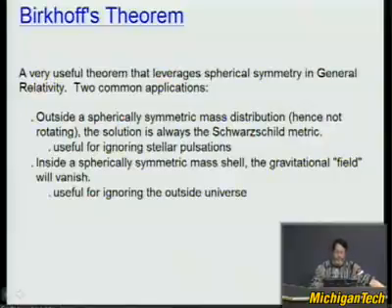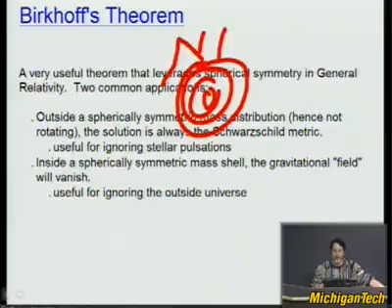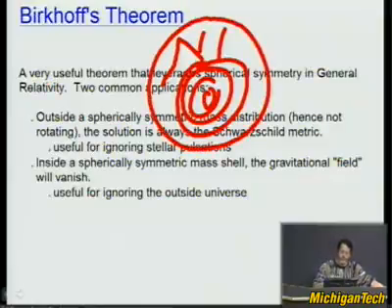So you could have a star inside that's pulsating or has different shells of different amounts. You don't have to know the details, according to Birkhoff's theorem. All you have to be able to do is declare that everything inside is spherically symmetric, and then outside you can use the Schwarzschild metric.